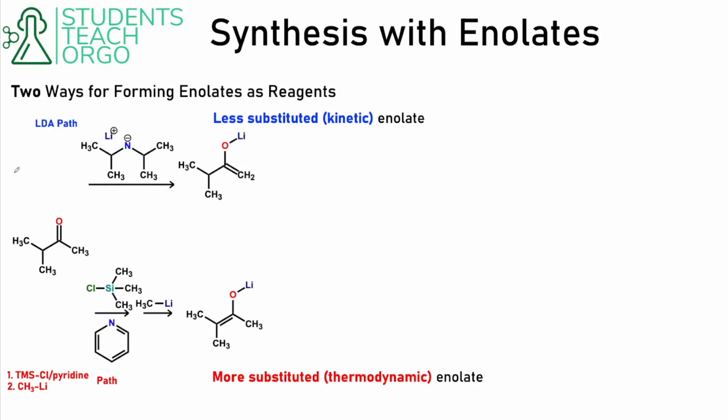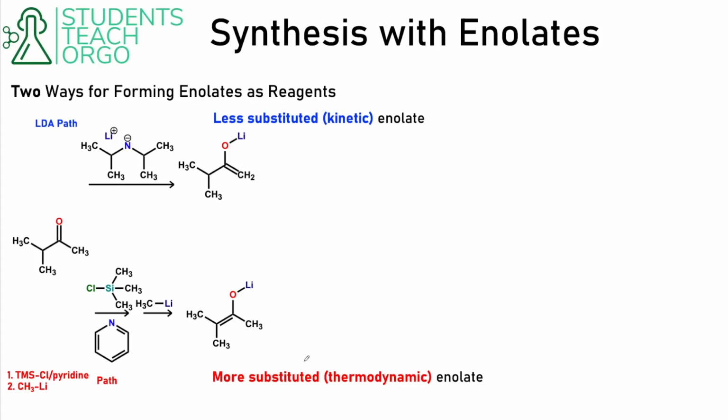Alright, so here's just another side-by-side comparison for making these synthetically useful enolates. That is our starting ketone. With LDA, we'll eventually make the less substituted enolate, but with the TMSCl, pyridine, and methyl lithium, we'll make this thermodynamic, more substituted enolate.